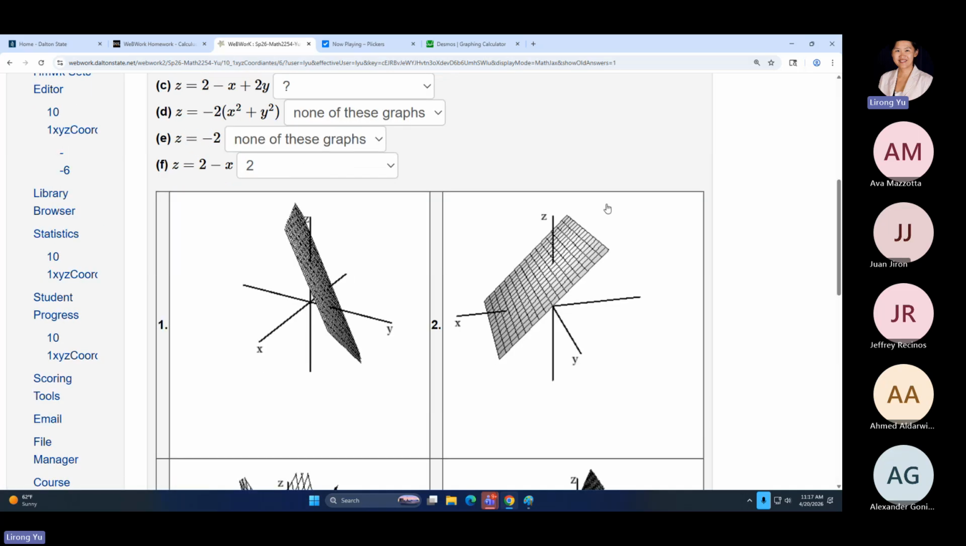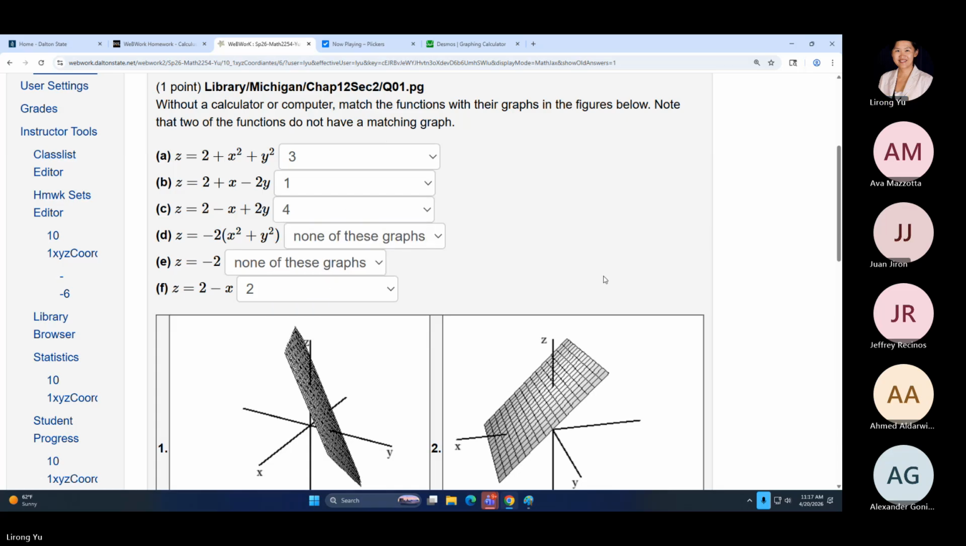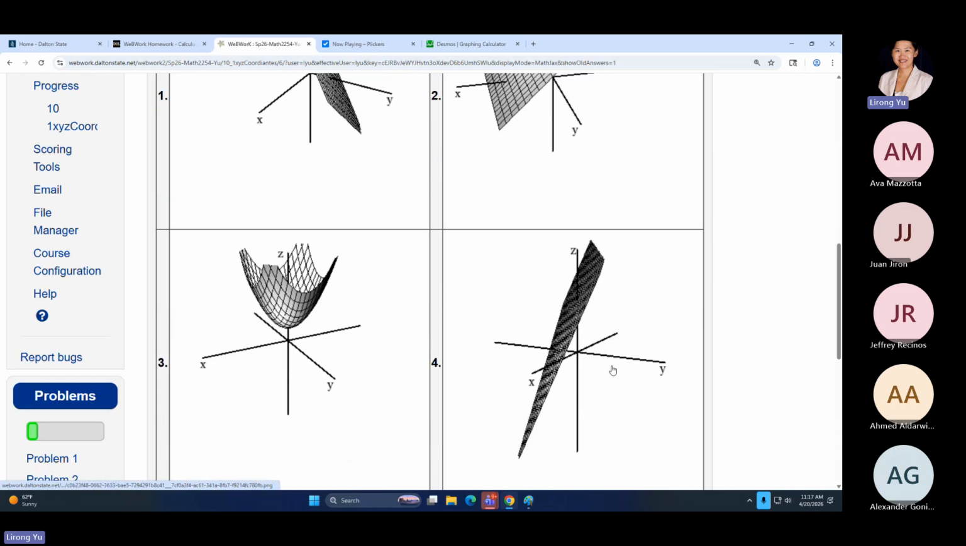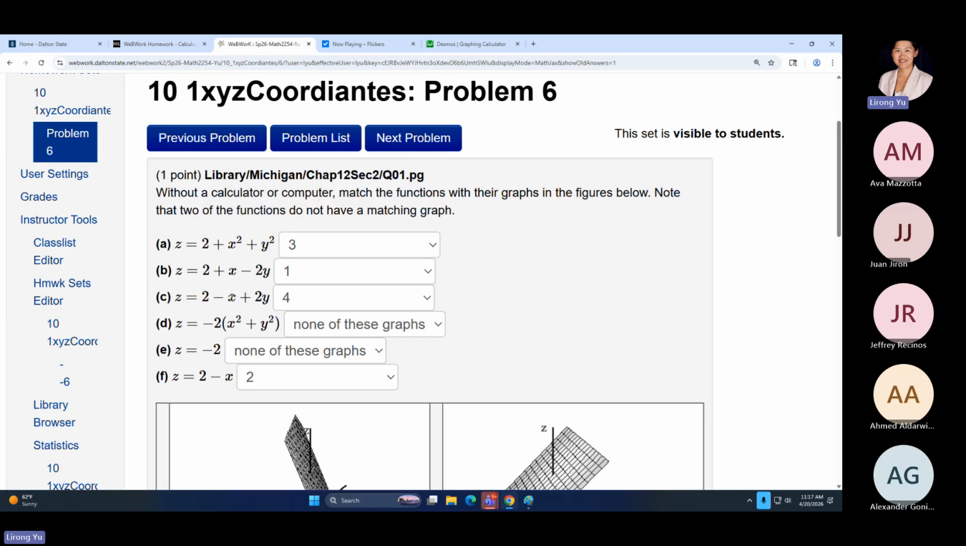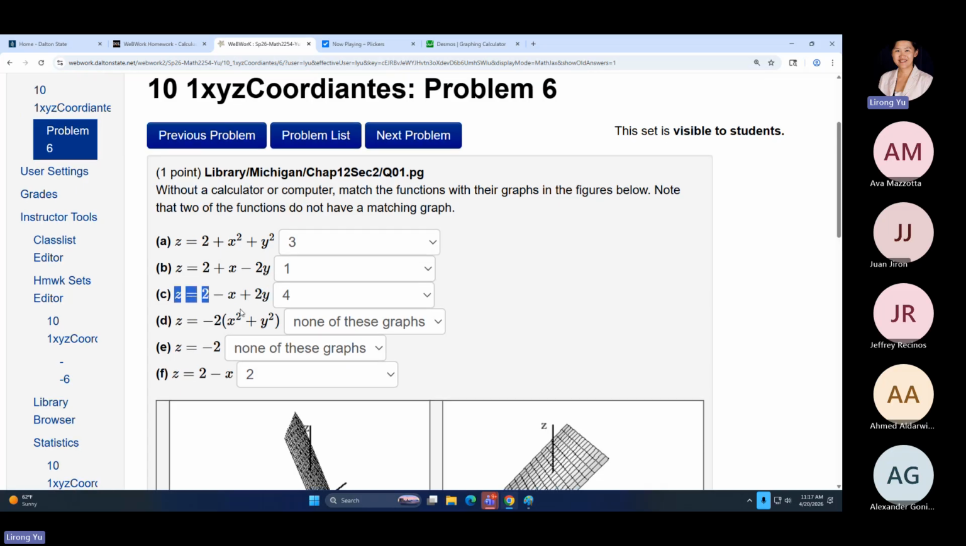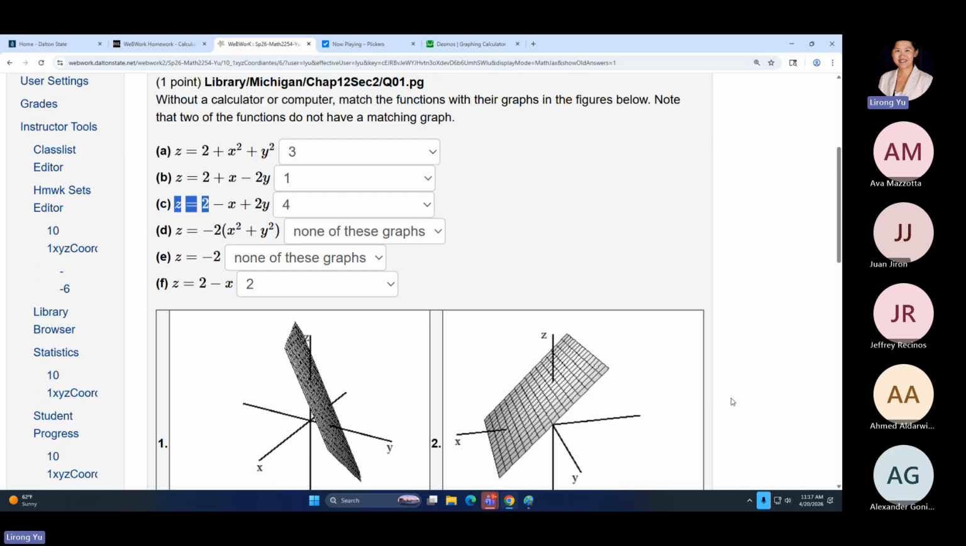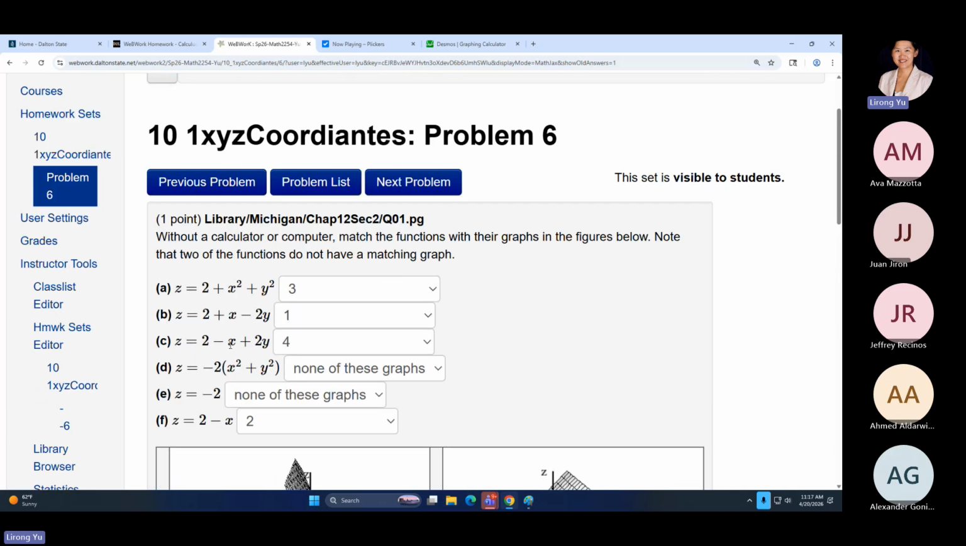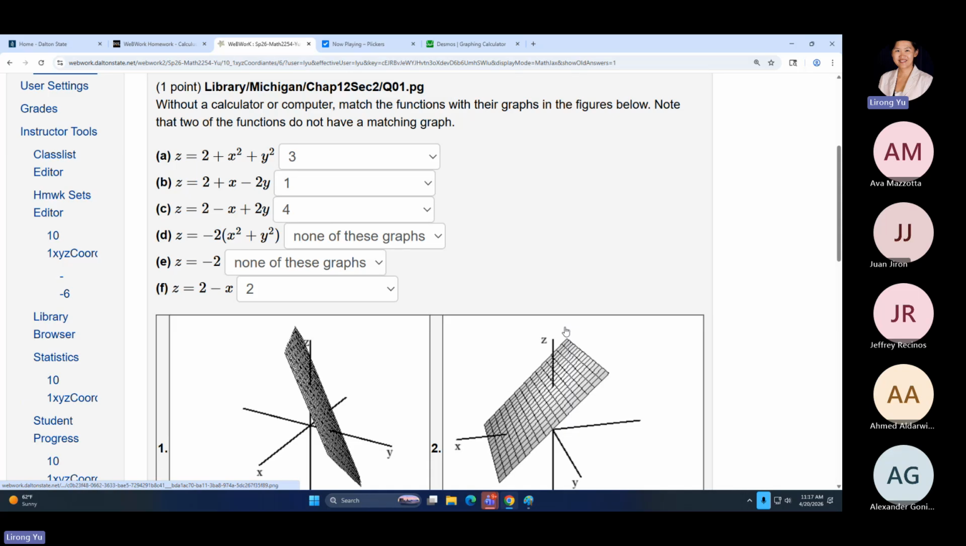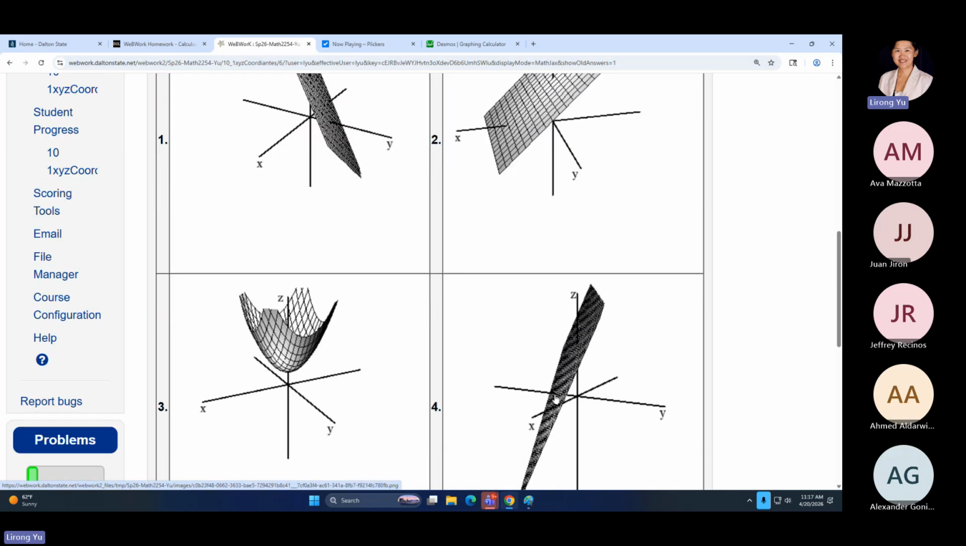There are 1, 2, 3, then the other one must be number 4, and it's this one. You can also see the intersection: a positive x intersection, negative y, and positive z. If x equals 0 and y equals 0, z is positive. If x equals 0 and z equals 0, then we have 2 plus 2y, so the y value is negative 1, which is there. That's a major difference between the two images.